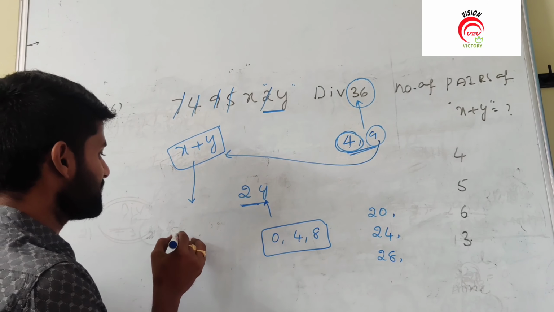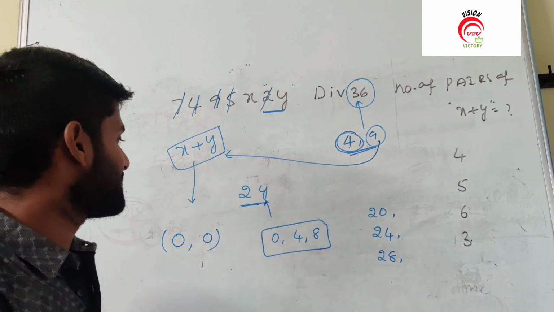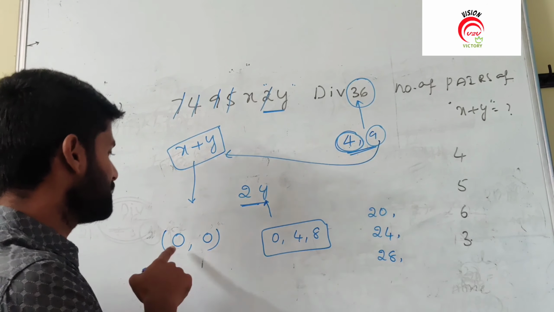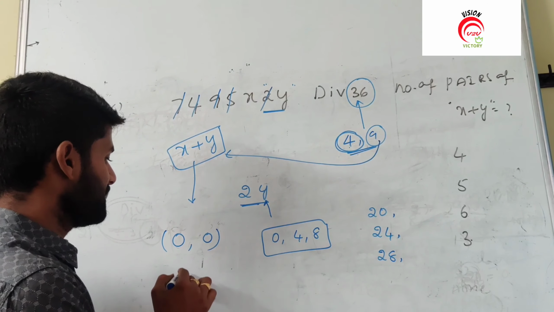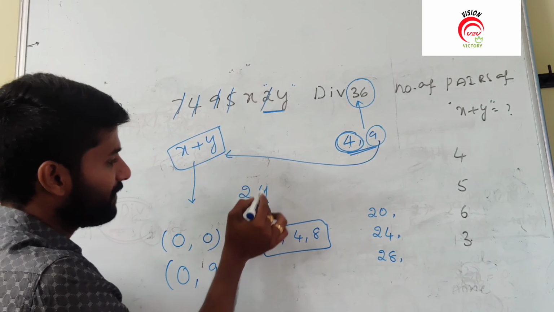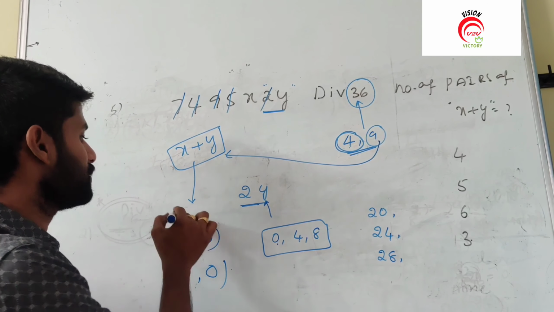Clear? If x is equal to 0, definitely there is a chance of y being 0. Why? Because the resultant is either 0 or a multiple of 9. So there is a chance for 0 and 0, and there is a chance for 0 and 9 also. If y is 0, definitely x is equal to 9 only.